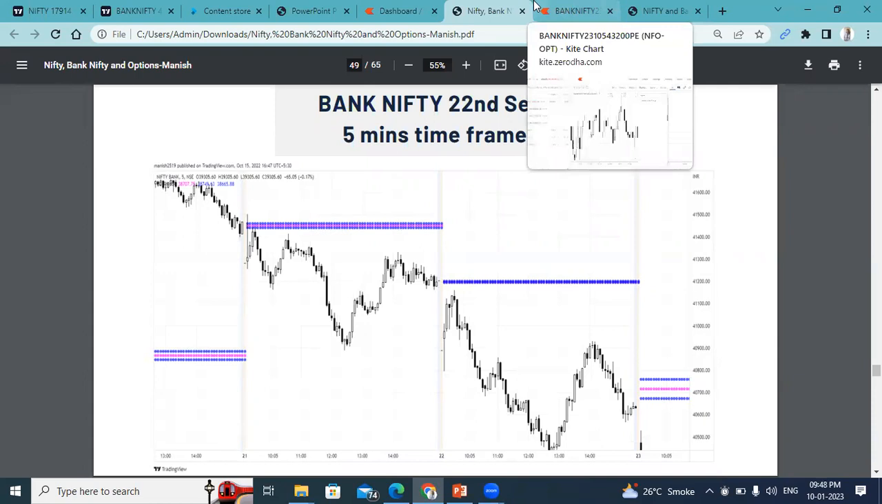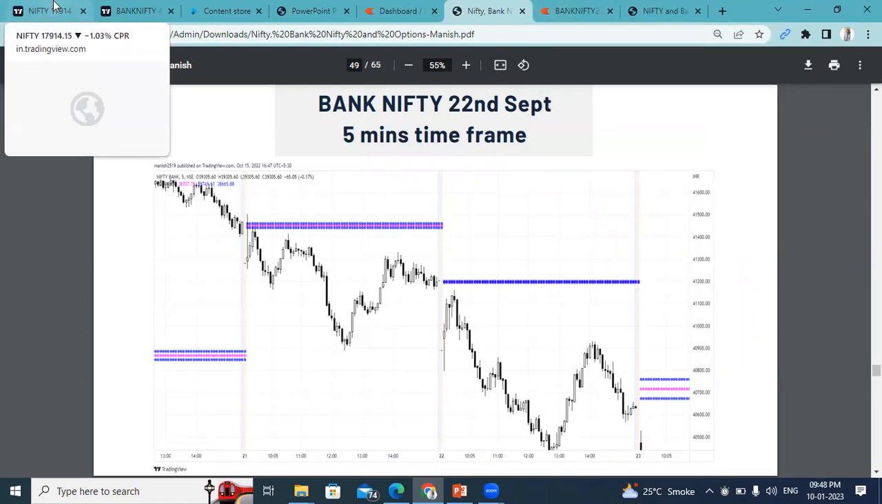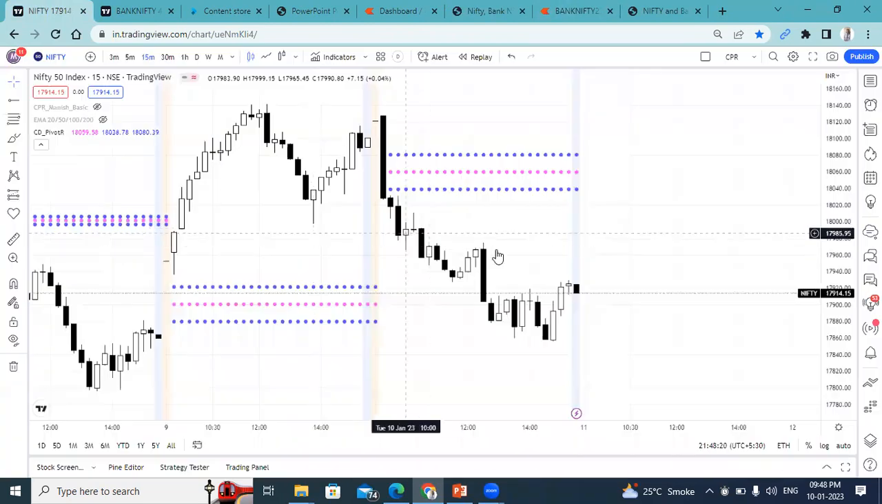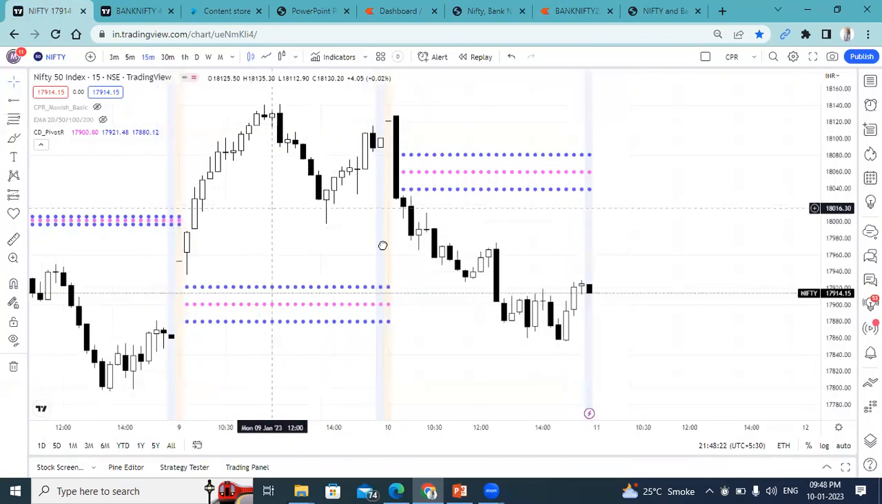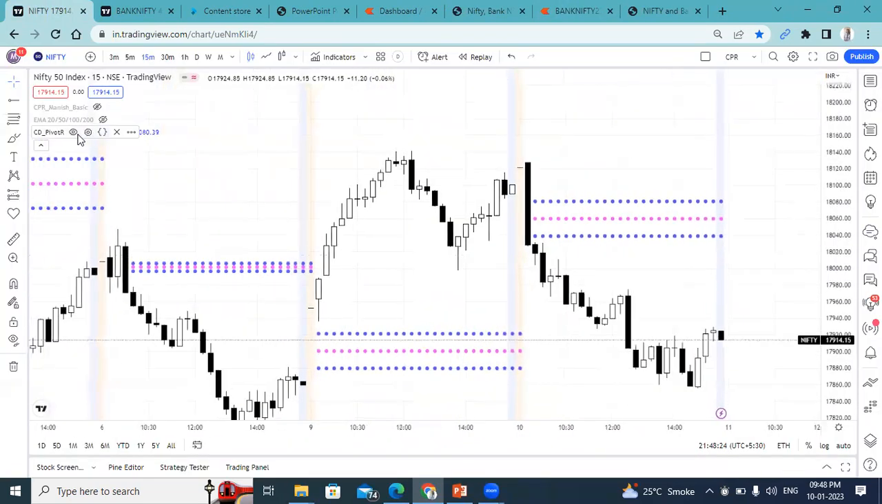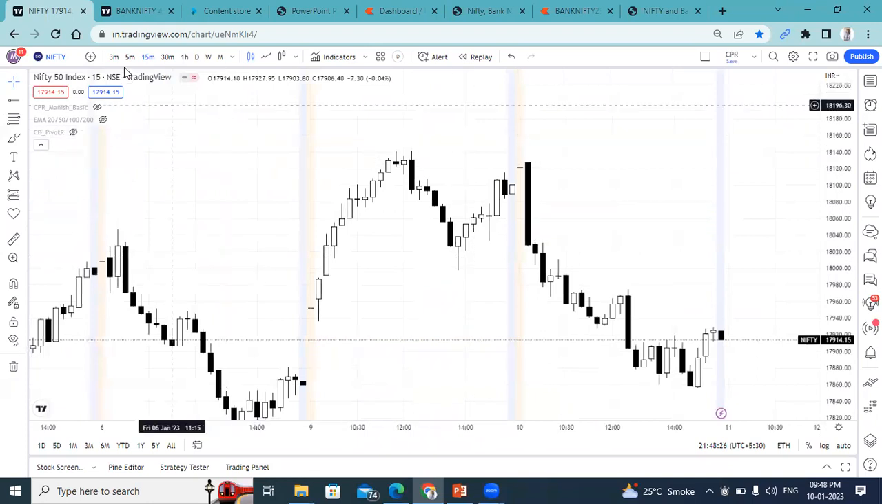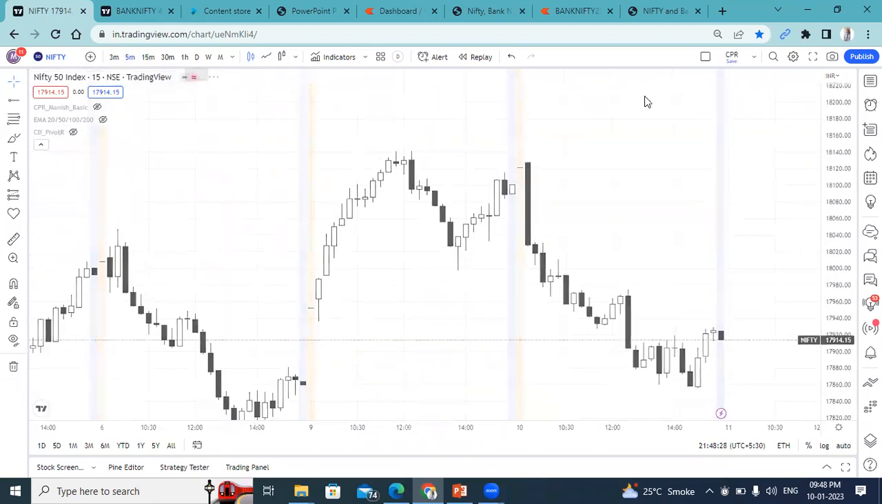Risk to reward based on previous candle 1:1 for one lot. Okay, 1:1 आप रख सकते हैं अविनाश सर. Now you guys can identify if you see any trade, do let me know. Meanwhile, I will hide the CPR so that it will be easy for you. Okay, I will go to 5 minutes time frame.